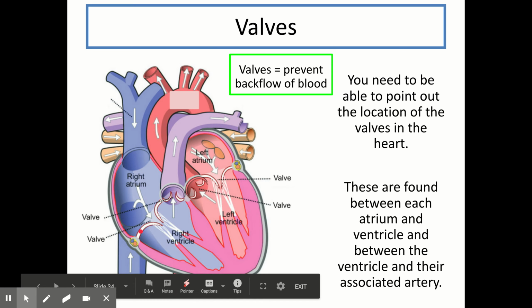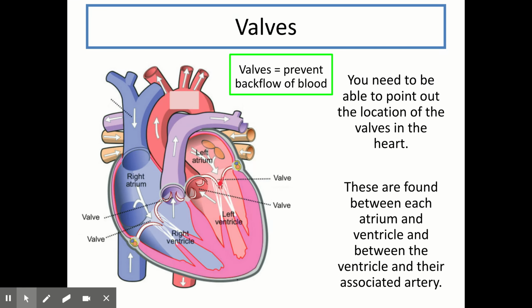A valve basically looks like a wee upside down V shape where the middle at the bottom doesn't meet. This is one of the valves here between the right atrium and right ventricle, and this is another valve here between the left atrium and left ventricle. This prevents blood from going back the way. If blood comes into the left atrium and goes down through this, and then tried to go back the way, this would close and it would prevent the backflow of blood, because you don't want the blood to mix or go back the way. You want it to go in one direction.